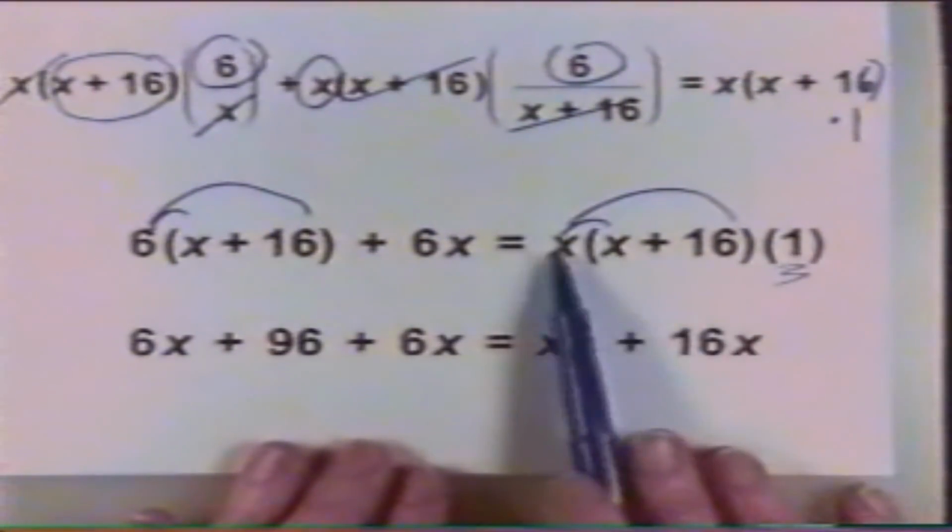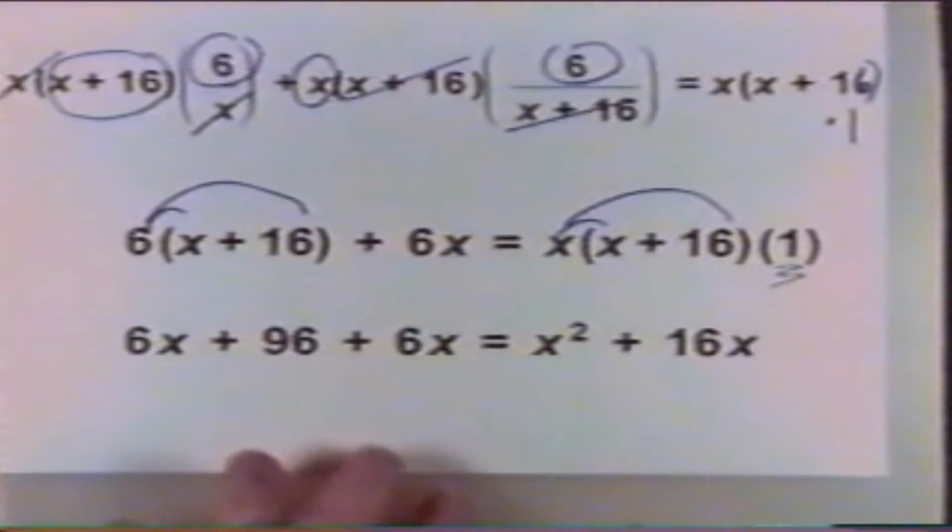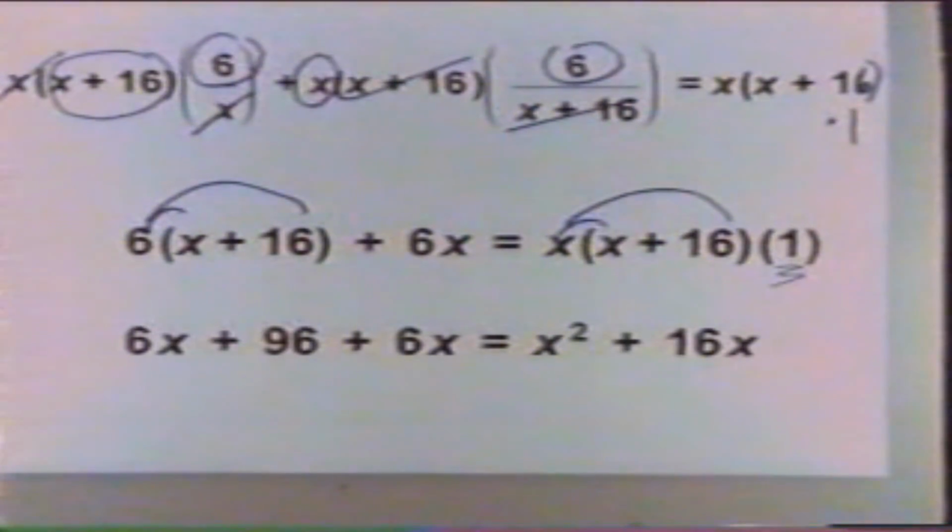Now, if this had been a 3, then we would multiply those two together and then distribute the 3. All right, now let's see where we go from there.